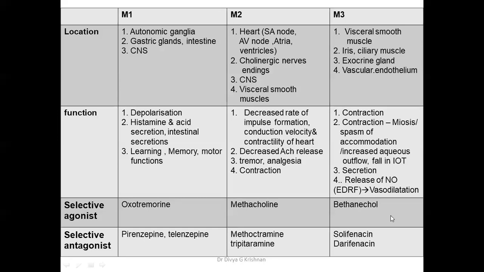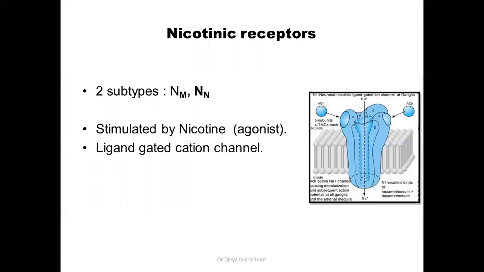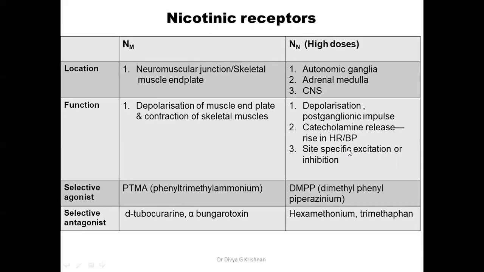Selective agonist is bethanechol, and selective antagonists on the M3 receptor are solifenacin and darifenacin. So this you will learn by heart. Now let us move on to the nicotinic receptors. They are of two subtypes, NM and NN type, and they are all stimulated by nicotine. That's an agonist, and as I already told you, they are all ligand-gated cation channels. Now we'll see the difference between the NM receptor and the NN receptor.